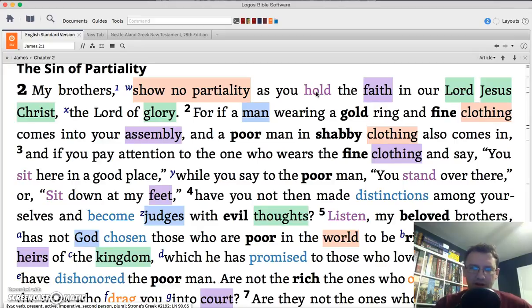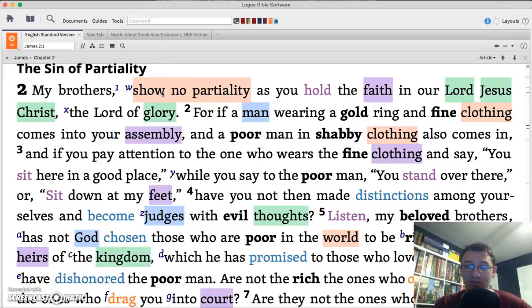In fact, I won't show you the Greek because we aren't studying necessarily what the Greek language looks like, but the way it's presented in the text almost seems like it should be translated, "my brothers, hold the faith in our Lord Jesus Christ, the Lord of glory, with no partiality." So for some reason the translators have softened that a bit, and turn the "show no partiality" into the imperative idea, when in fact it's not even a verb.